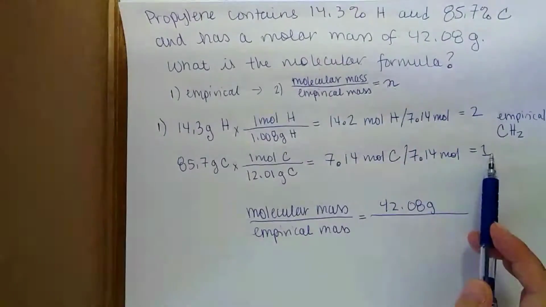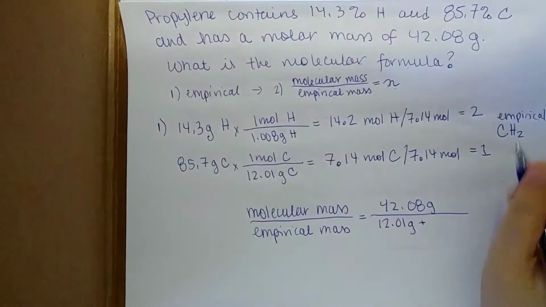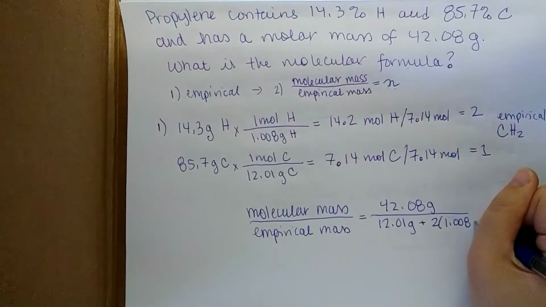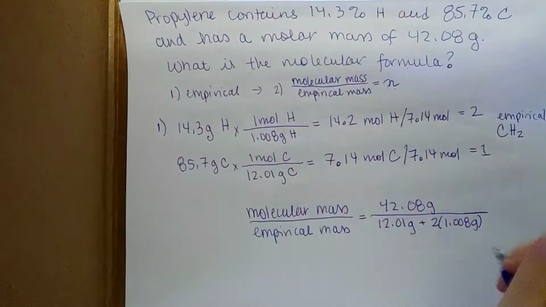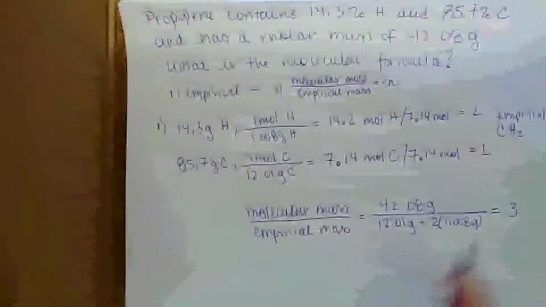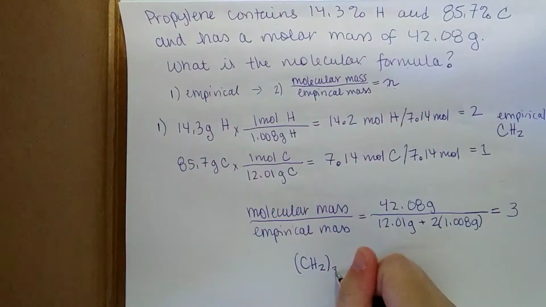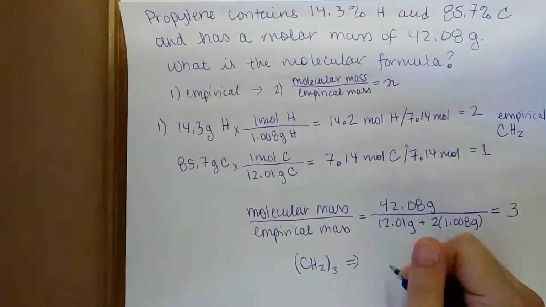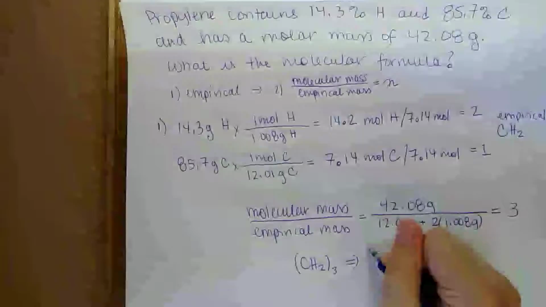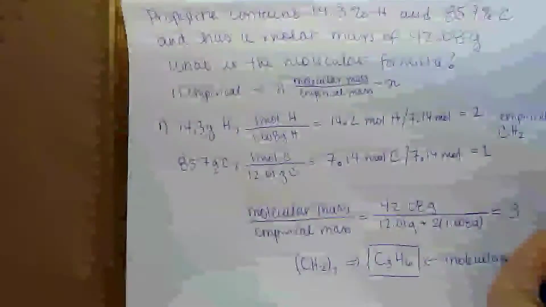For our empirical mass, we just have to do the mass of carbon, which is 12.01 grams, plus 2 times the mass of hydrogen. So hydrogen is once again 1.008 grams. When you divide this through, you'll see that it equals 3. So that means we have to take our empirical formula, the CH2, and multiply the entire thing by 3 to get our molecular formula. So in the end, we're left with C3H6. So this is our molecular formula.